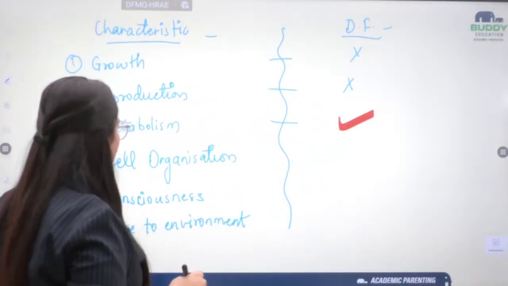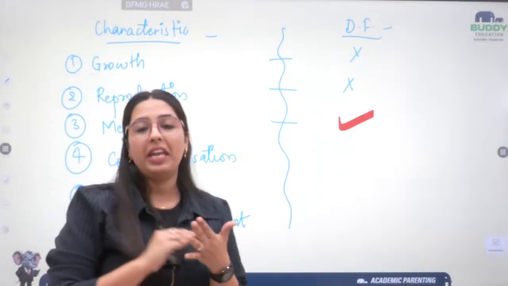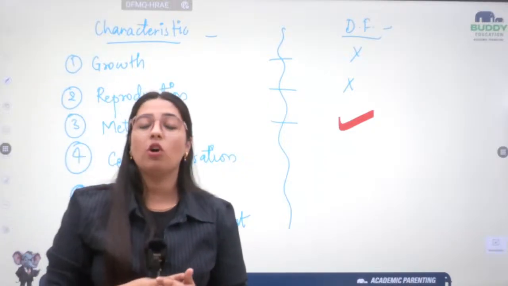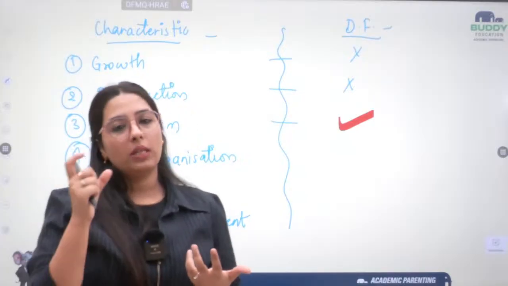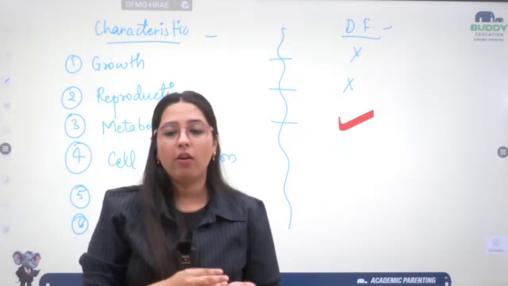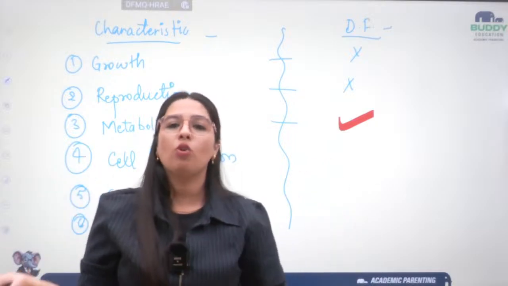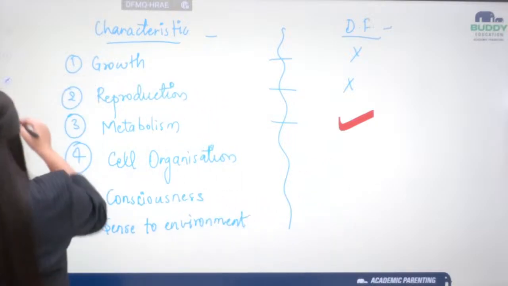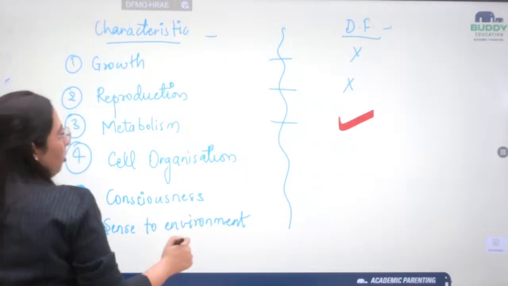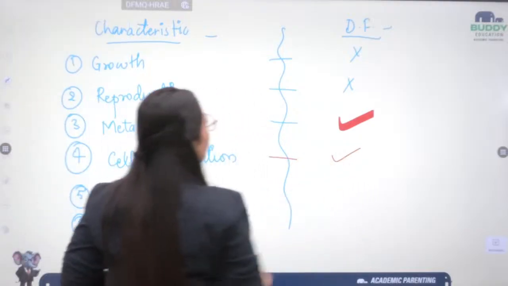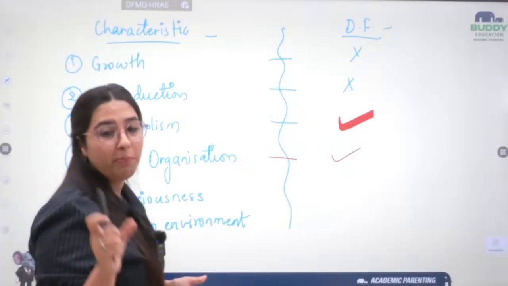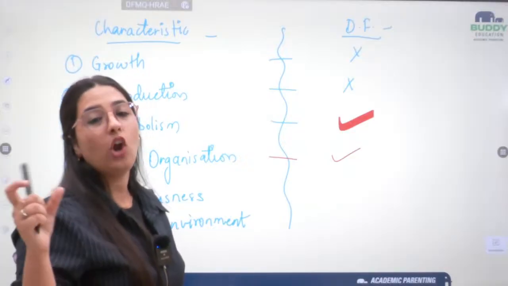Then we have cell organization. Yes, cell organization can never be present in non-living things, because cell organization only happens when an organism is living, because cells form tissue, then tissue forms organs, then organ system, then organism. So this cell organization is also a defining feature. It will be exclusively present only in living organisms.